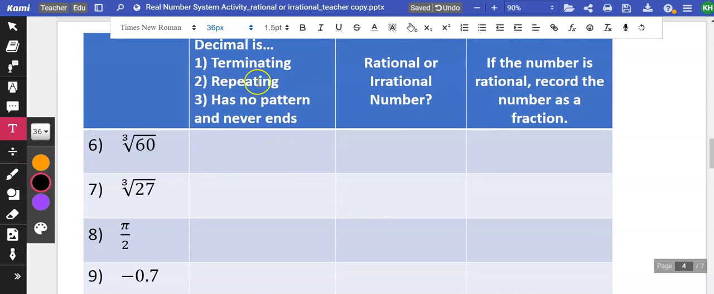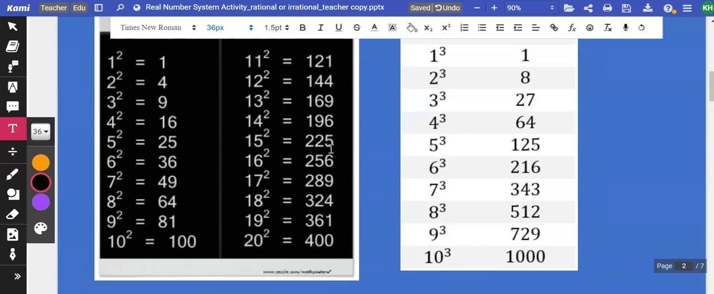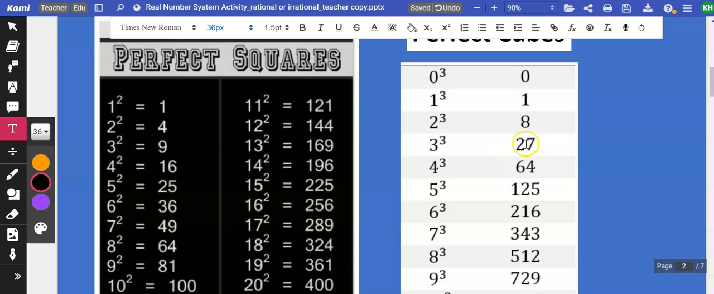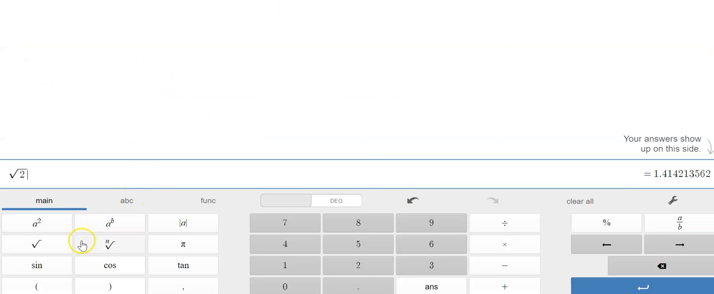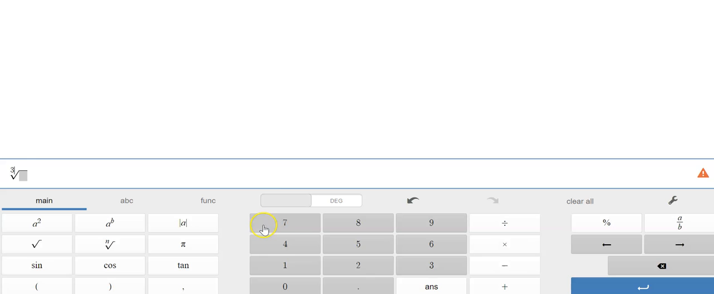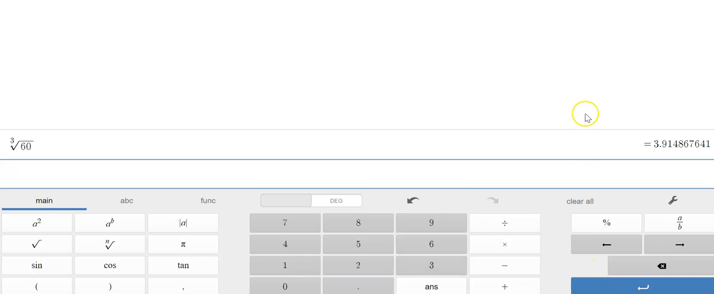Number 6. Is the decimal expansion terminating, repeating, or has no pattern? Well, cubed root of 60, I need to look at my perfect cubes. So if I look at my perfect cubes, 60 falls between 27 and 64. 60 is not a perfect cube. So if you take the cubed root of a non-perfect cube, let me show you what happens. The cubed root of 60, since 60 is not a perfect cube, we're going to get a decimal that goes on forever and has no pattern.